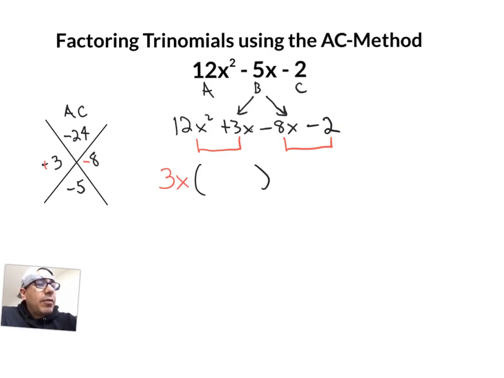And when I factor out a 3x, I'm left with 4x plus 1, right? Because all we did is we took 3 times 4, that gave us a 12. 3 times 1, that gives us a 3. Here we had x squared, we had 2 x's. I pulled 1 out, I have 1 left. Here I had an x, I factored it out, so no more x left.